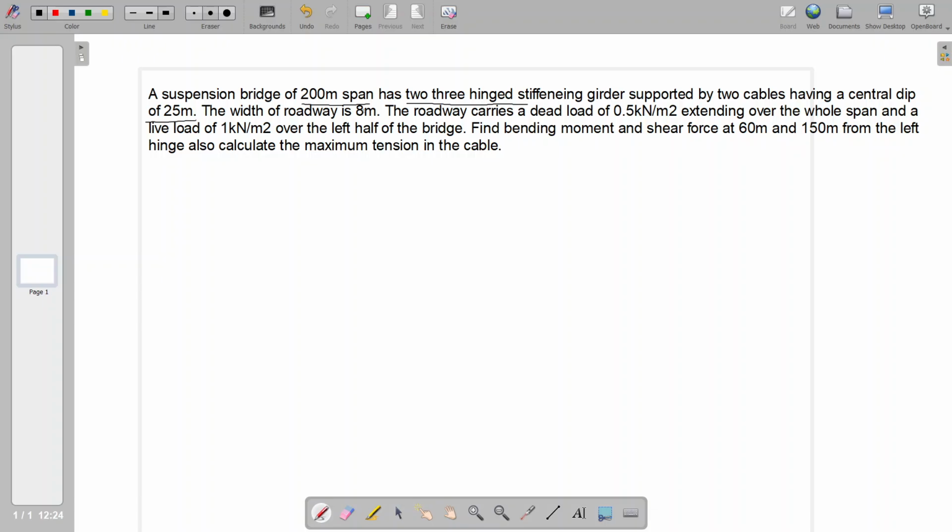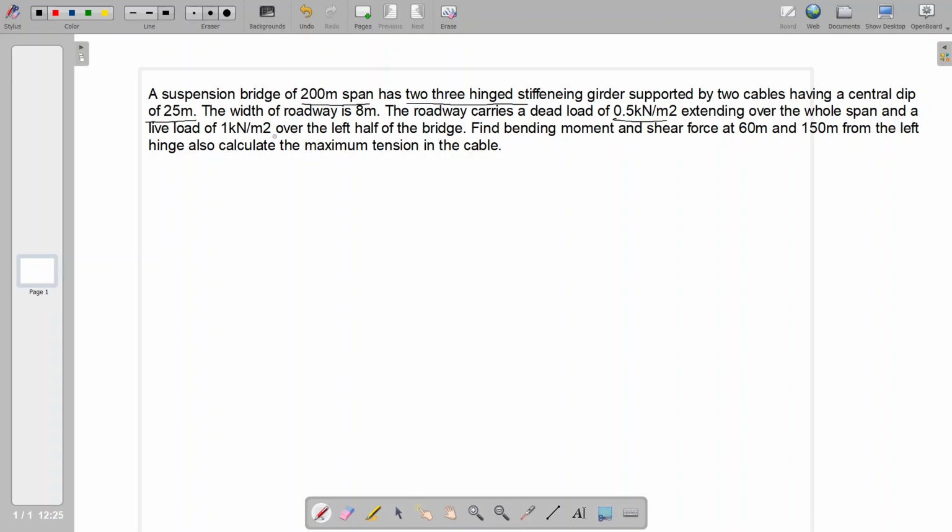The width of roadway is 8 meters. The roadway carries a dead load of 0.5 kilonewton per meter square. It is given in meter square. We have to note the point that normally the load will be given in kilonewton per meter. Here it is represented as the area load, which is extending over the whole span. The dead load is extending over the whole span, and a live load of 1 kilonewton per meter square.